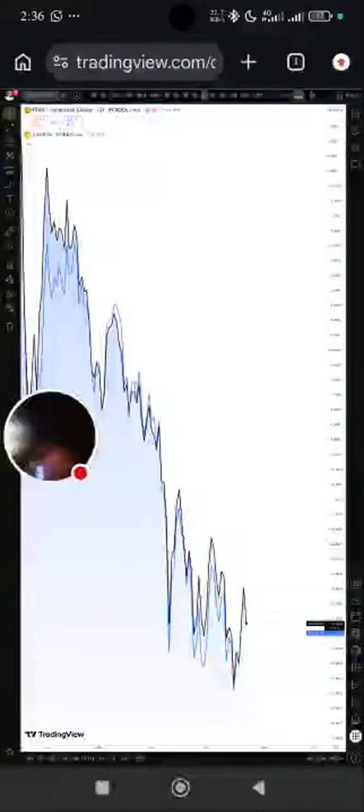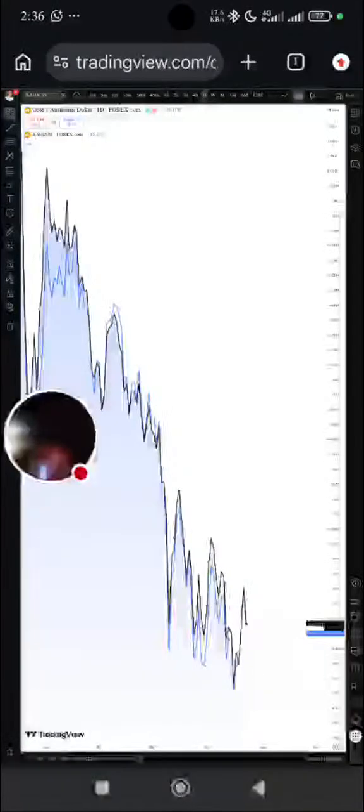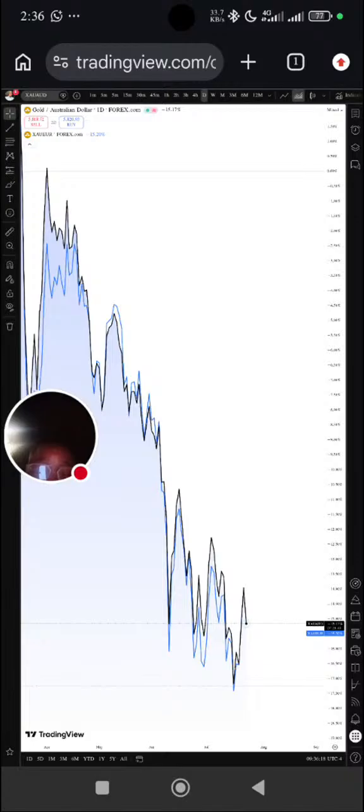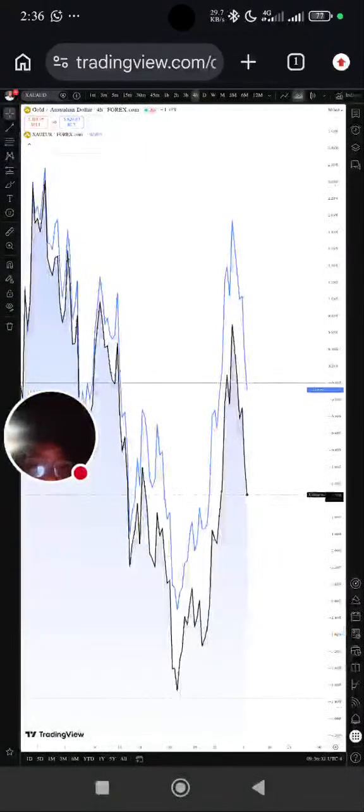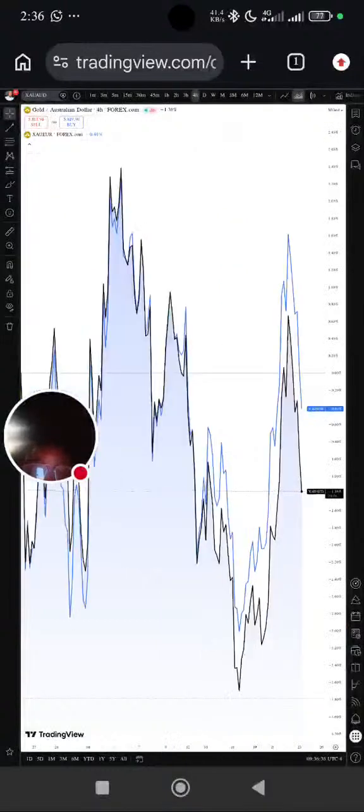I call this correlation, right? Moving together. It's been moving together for a very long time, and you can only spot just little times or spaces when they are not moving together, when one is faster than the other. But overall, they've been moving together, looking at this time frame. Now, if you go to the 4 hours time frame, you're going to see almost the same thing.